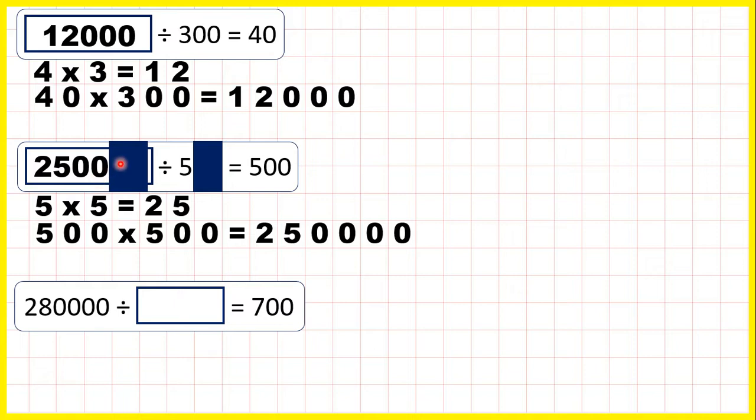And we can see that if we cancel two end zeros, we get the same answer as 2,500 divided by 5.